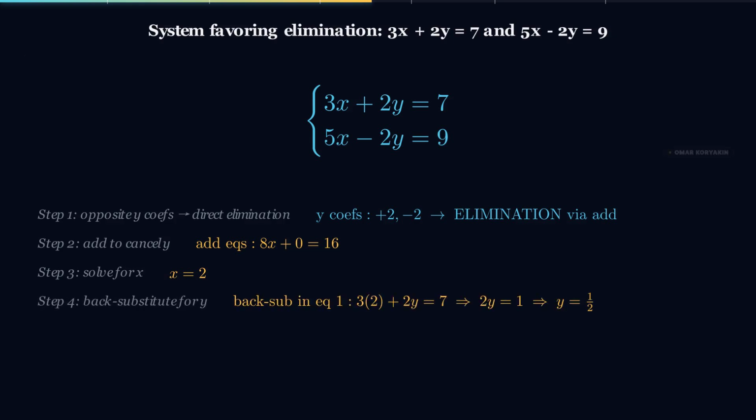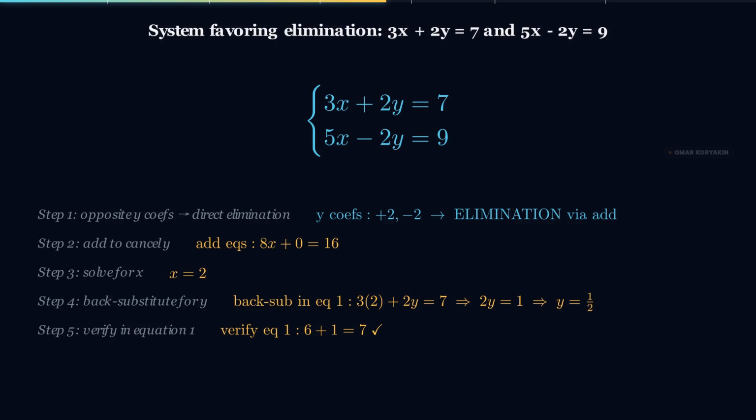Step 5. Verify in both originals. First equation: 3 times 2 plus 2 times 1/2 equals 6 plus 1 equals 7. Match. Second equation: 5 times 2 minus 2 times 1/2 equals 10 minus 1 equals 9. Match. Solution verified. So the solution is x equals 2 and y equals 1/2.